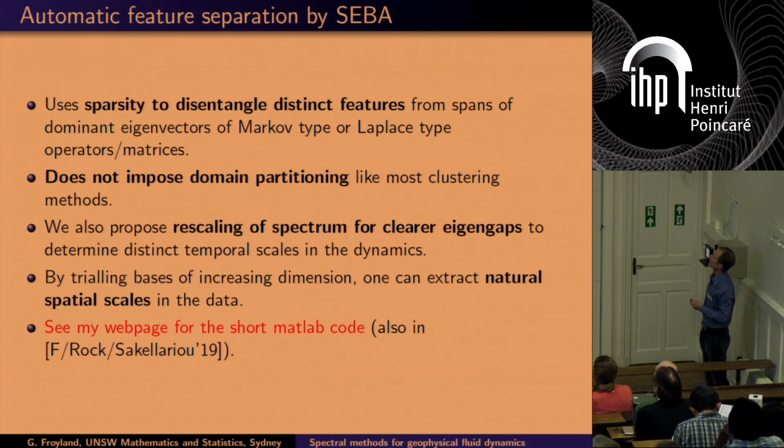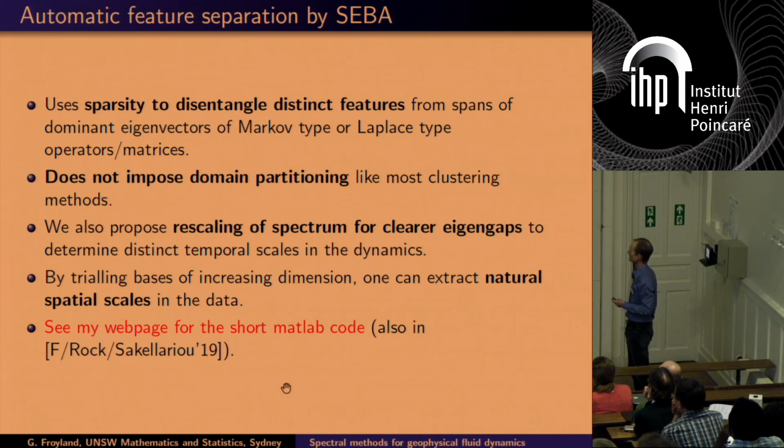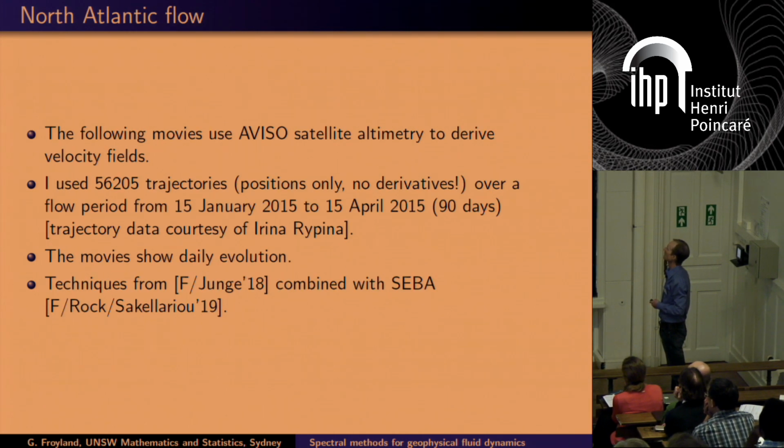So we can use sparsity to disentangle distinct features. We don't impose domain partitioning. We also propose in this paper rescaling of the spectrum for clearer eigengaps. That I think is a very sensible thing to do, and there's code on my webpage which is very short.